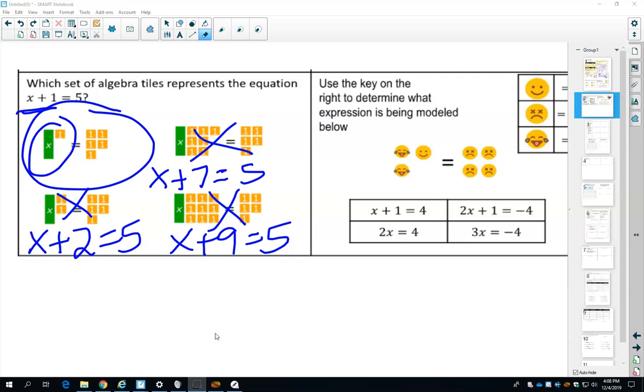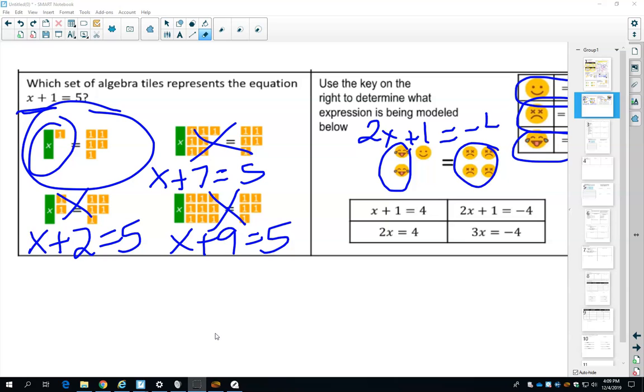The next one, we're looking at these emojis. So the first ones here that we see are x's. So we're going to say this is 2x because we have 2 of them. And then we have 1. So we're going to add 1 to that. And then on the right side, you see we have these sad faces, which are negatives. And we have 4 of them. So that's going to be -4. So the correct choice is this.